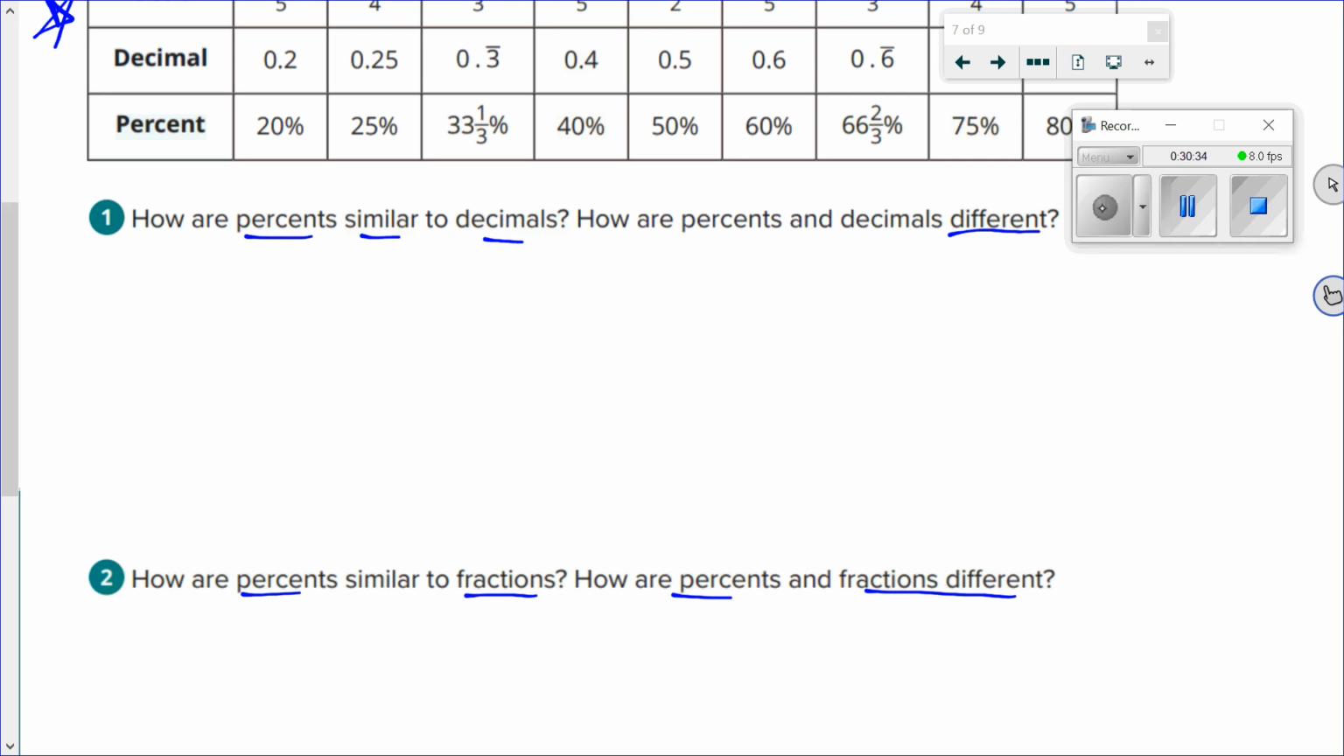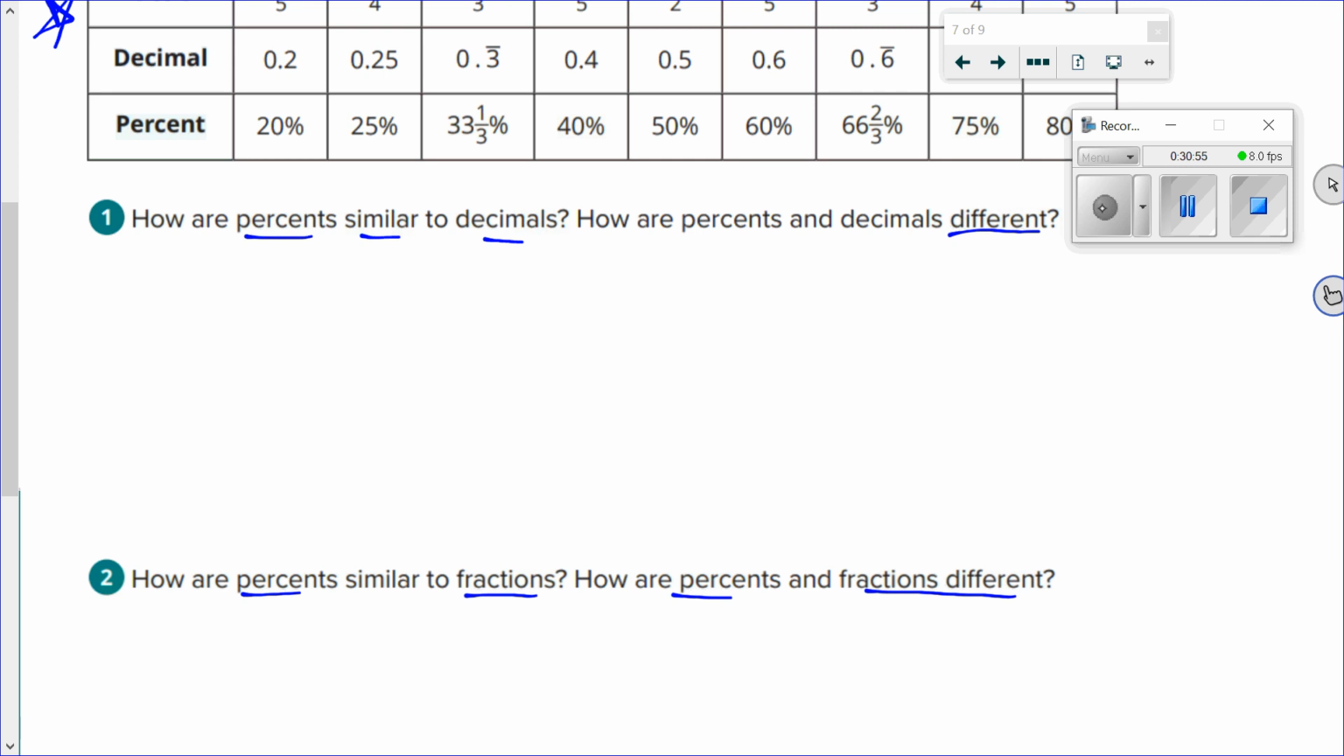Okay. I'm going to talk about it real quick. I'm not writing it, so if you want to write it, you can. What are the similarities between percent and decimal? They basically look identical. They're just off from each other by a factor of 100. How are they different? The format is different. Percent has a percent sign. Decimal will always have the decimal in it.